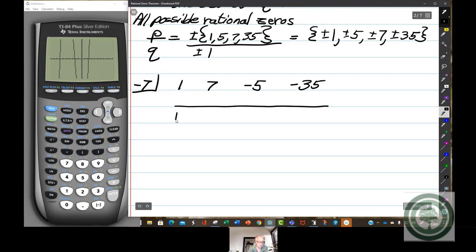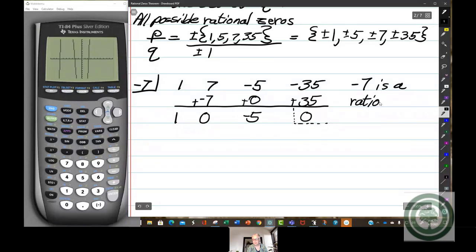I bring down the first number. 1 times negative 7 is negative 7. 7 plus negative 7 is 0. 0 times negative 7 is 0. Negative 5 plus 0 is negative 5. Negative 5 times negative 7 is positive 35. Negative 35 plus positive 35 is 0. Yay, I have a 0 remainder. That means that negative 7 is a rational 0 of f of x.